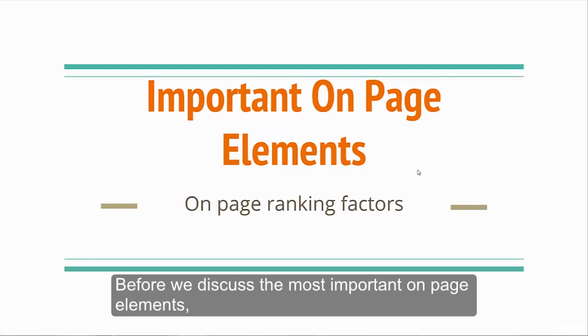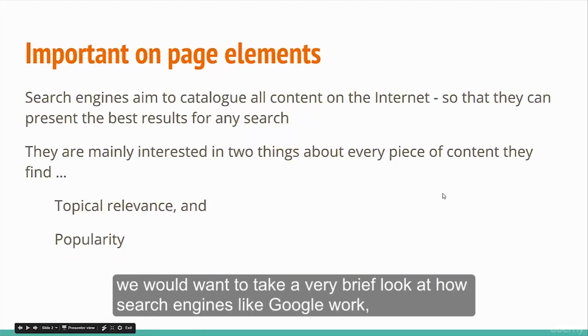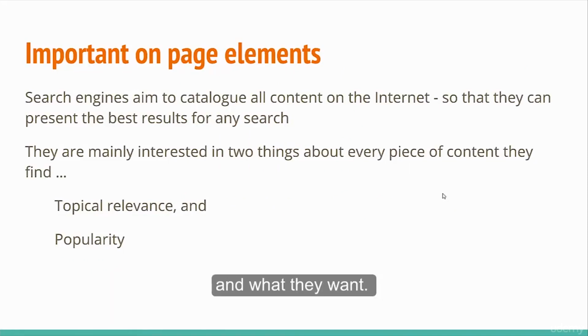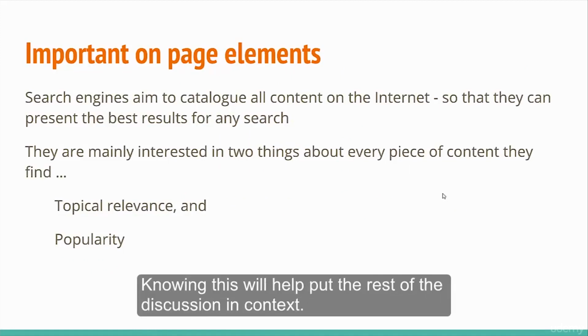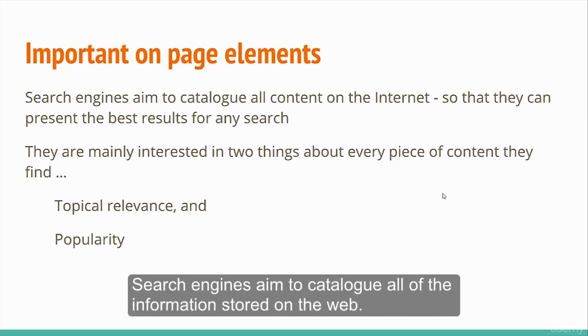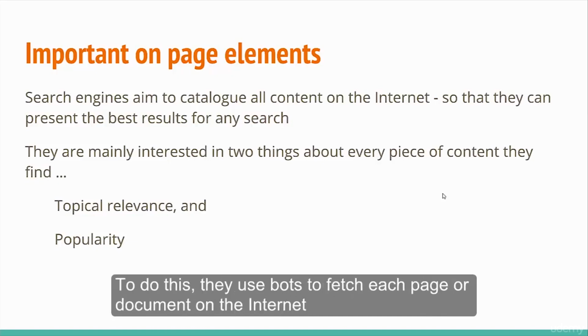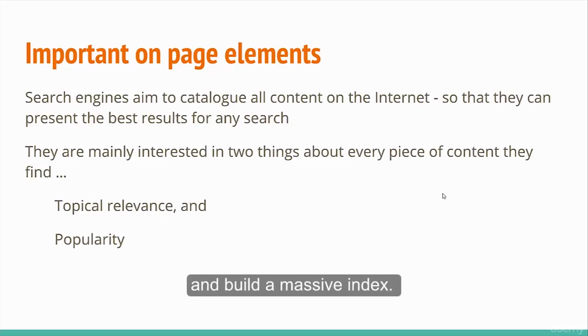Before we discuss the most important on-page elements, we would want to take a very brief look at how search engines like Google work and what they want. Knowing this will help put the rest of the discussion in context. Search engines aim to catalog all of the information stored on the web. To do this, they use bots to fetch each page or document on the internet and build a massive index.